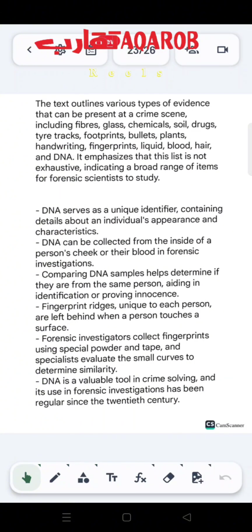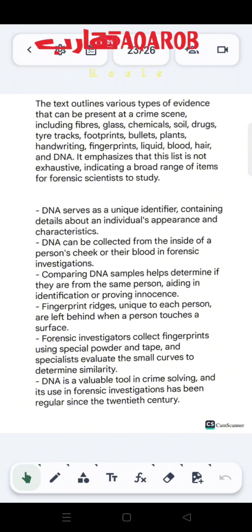The text outlines various types of evidence that can be present at a crime scene, including fibers, glass, chemicals, soil, drugs, tire tracks, footprints, bullets, plants, handwriting, fingerprints, liquid, blood, hair, and DNA. It emphasizes that this list is not exhaustive, indicating a broad range of items for forensic scientists to study.